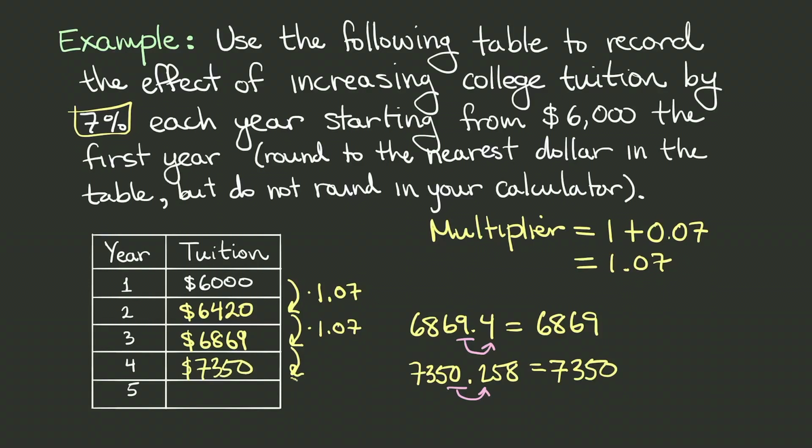Now, for the last row in the table, we'll take 7,350.258, and we're going to multiply that by our multiplier of 1.07, which is going to give us 7,864.77606. And now we're going to round to the nearest whole number by looking at the tenths place. This is greater than or equal to 5, and so we'll round up to 7,865. So our last entry is $7,865.